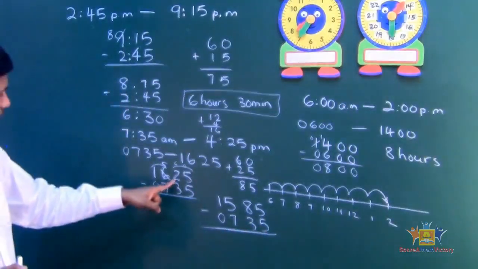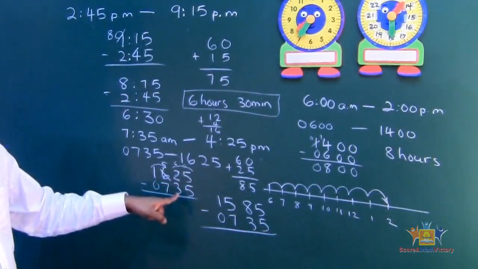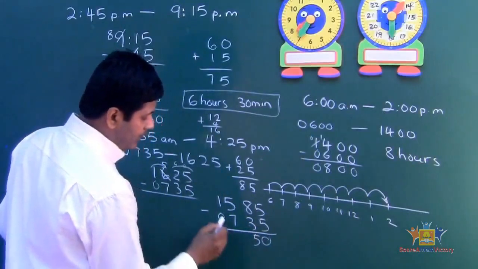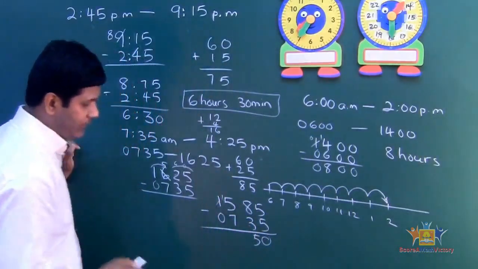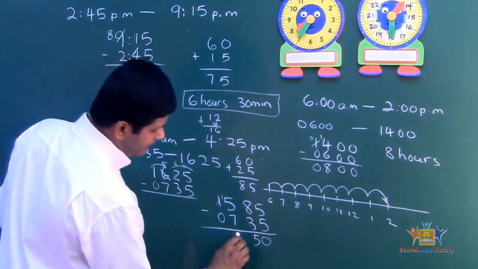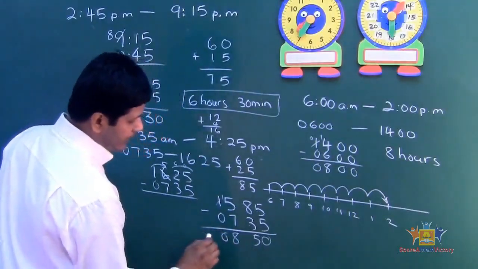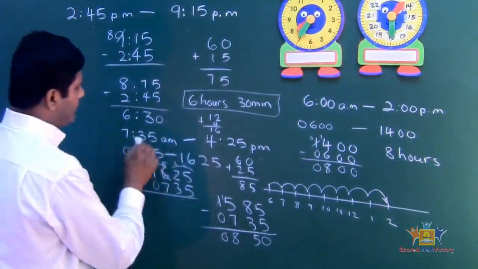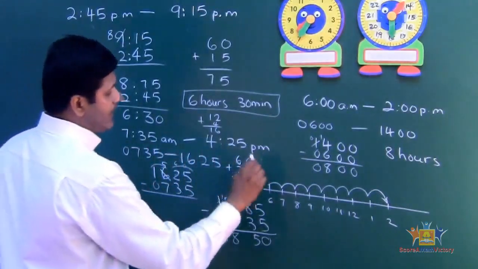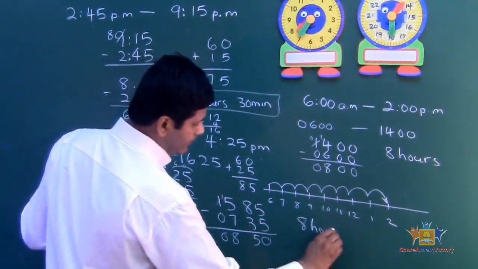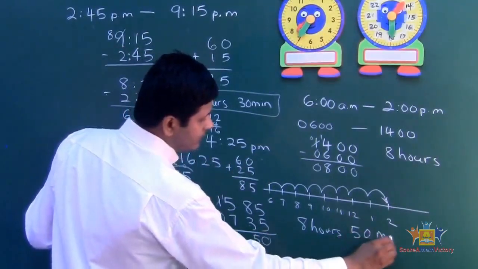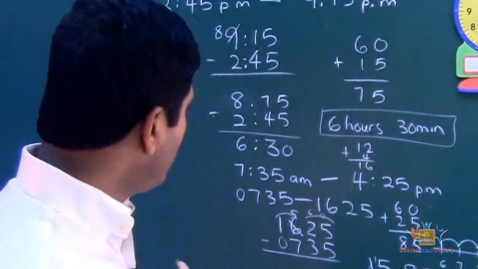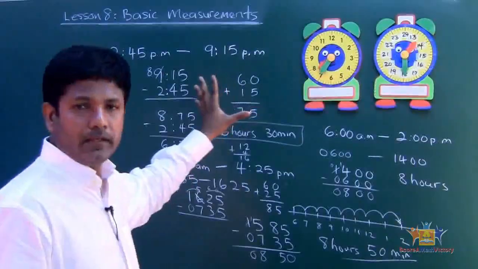See that? Earlier I couldn't because this is smaller, this is bigger. Now I can. 5 minus 5 is 0. 8 minus 3 is 5. 5 minus 7, I cannot, borrow from 1, becomes 15. 15 minus 7 is? Very good. It's 8. And then put 0 right there. 8:50. That means 8 hours and 50 minutes. So the interval from 7:35 AM to 4:25 PM is 8 hours and 50 minutes. See that? Pretty easy, isn't it? Okay? Alright, good. So that's how you want to do the time interval.